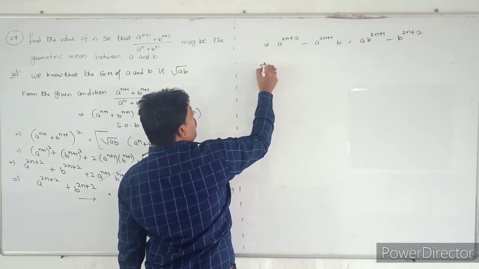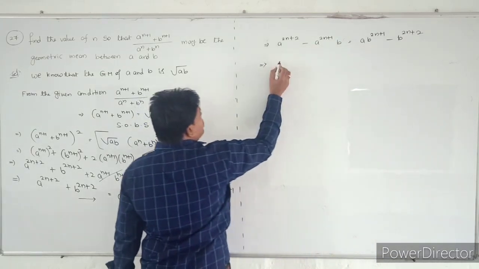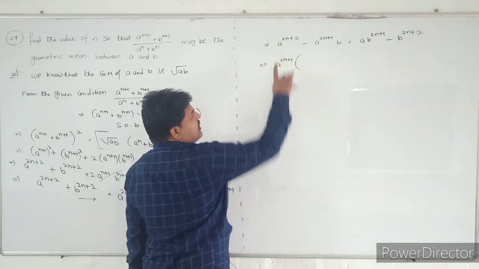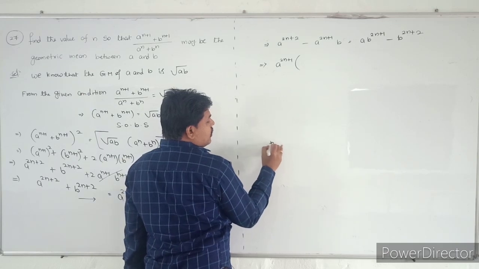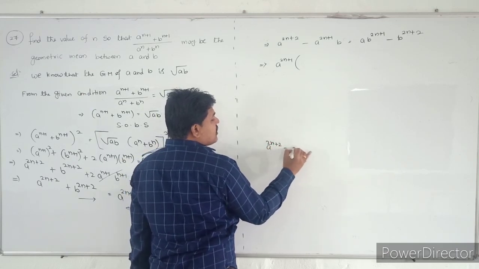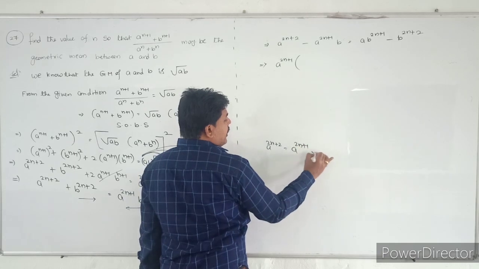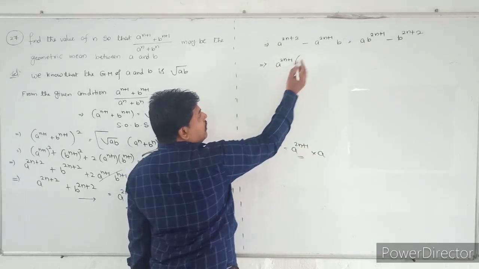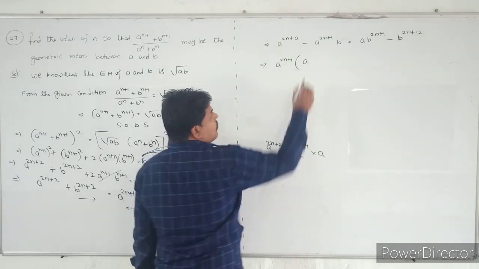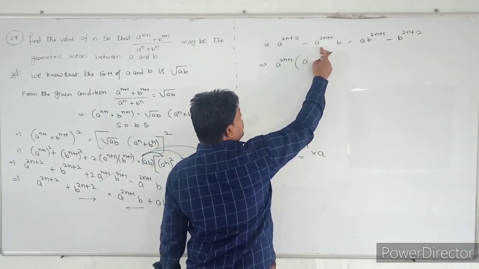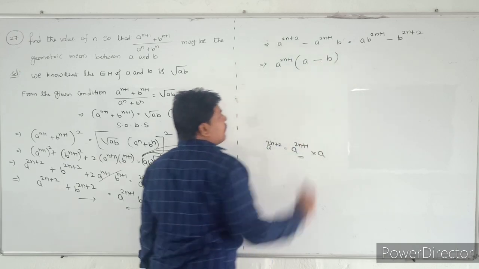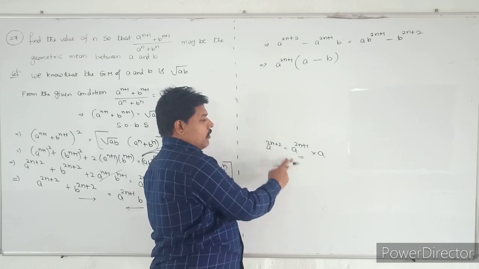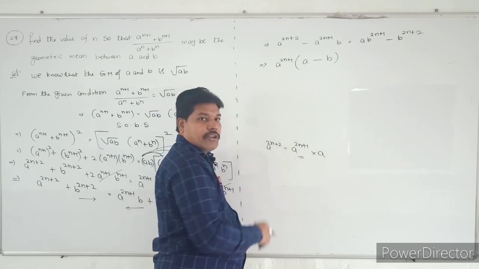So from here, I will take the common from these two terms, a^(2n+1). What is the meaning of a^(2n+2)? a^(2n+2) means a^(2n+1) into a. So if you take a^(2n+1) common, it will become a, minus, you have taken a^(2n+1) common, the remaining value is b. Do you understand, students? Anyone have a doubt? Okay. a^(2n+2), you can write as a^(2n+1) into a.